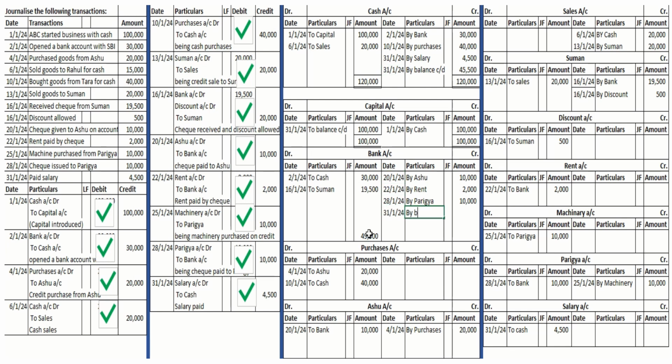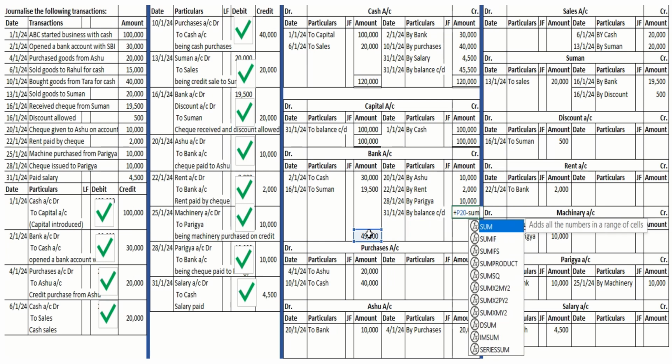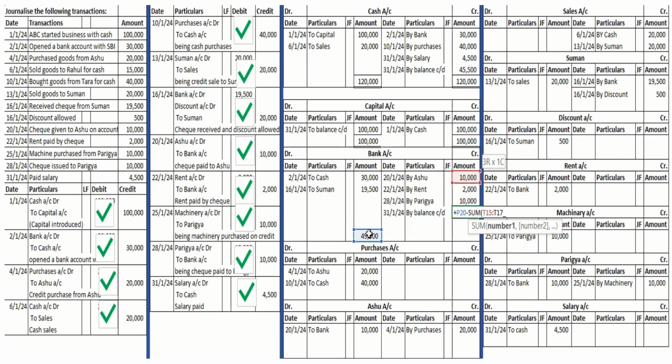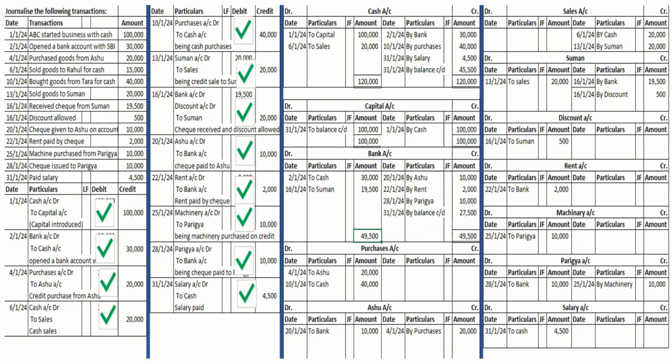By balance carried down is equal to total minus sum of the other side, and by way of a double entry. Okay, now the purchase account, as I already told, is not an asset or liability account, this is an expense account. So here we will be just making a total, with a double underline.